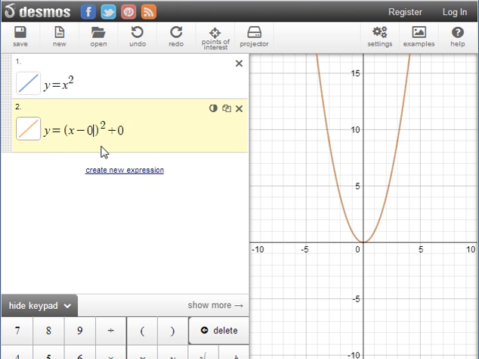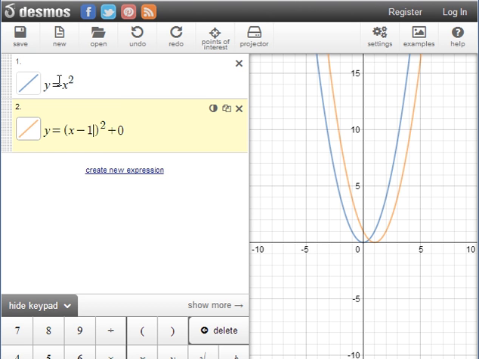Now let's take a look and see what happens as we change some of these things. First thing I'm going to do is change the h, and you'll notice that y equals x squared is a blue line, and it's not seen right now. We have sort of an orange line that's on top of it, and I'm going to go ahead and change the h from 0 to 1.